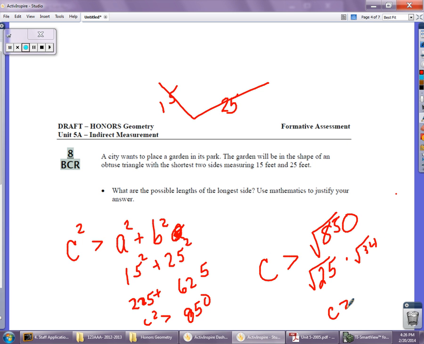So c would have to be greater than 5 root 34, or if you multiplied out what 5 root 34 is, c could be anything greater than that estimated answer.